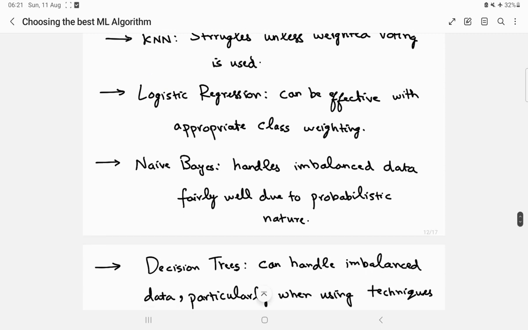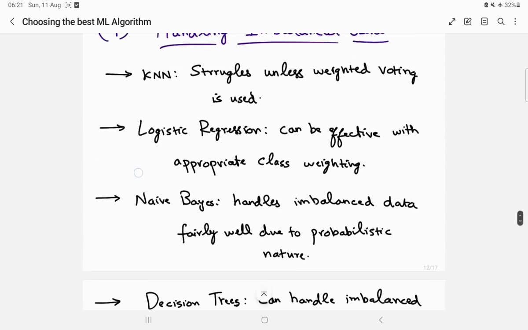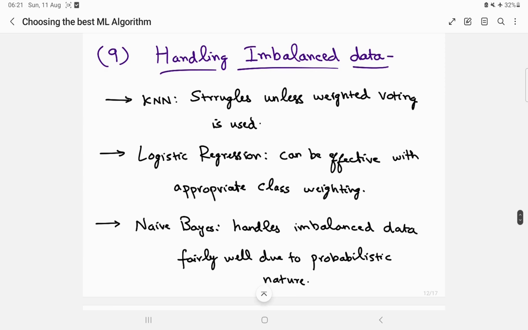When it comes to logistic regression, it can be effective with imbalanced data, but again, we need to do the appropriate class weighting in order to make it work with imbalanced data. And it also depends on the degree of imbalance. If it's an extreme imbalance, then again, there are other techniques to take care of that. But again, like I mentioned, that itself would be the topic for another video.